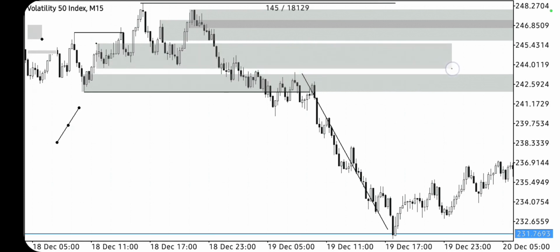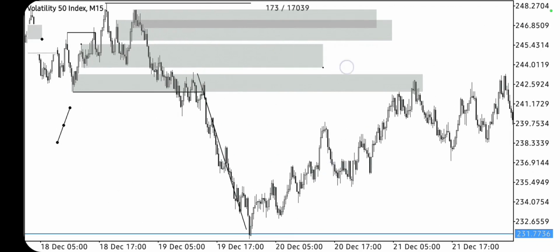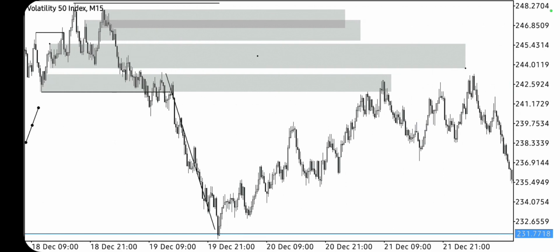I'm marking out my reclaimed block over here, because that place seemed to be a valid point, and that was why we had the SE candle respected. So if we do not respect my breaker block, I will delete it. I'll just delete this away and expect the market at reclaimed block.